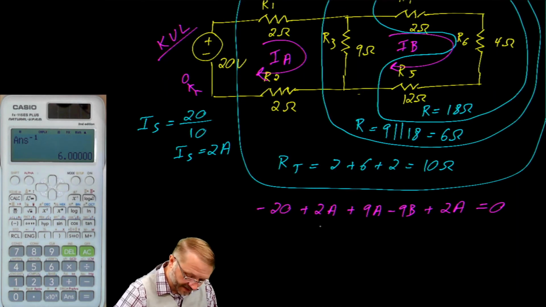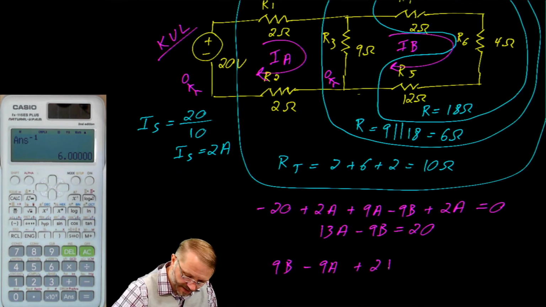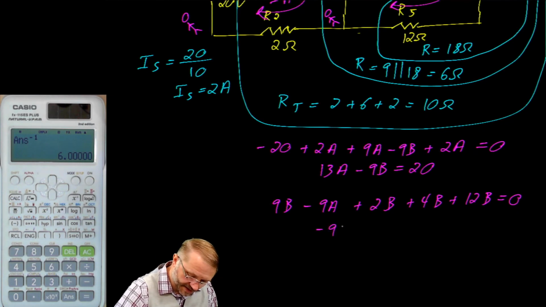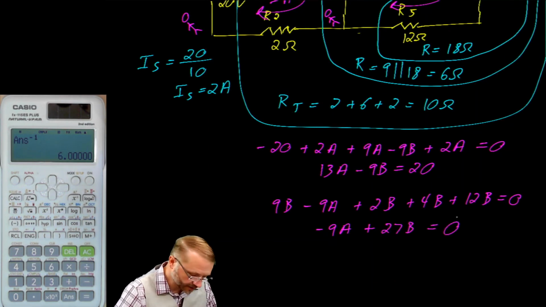If we simplify this, we get 13A minus 9B is equal to 20. Now we start our second loop. We would say that is 9B minus 9A plus 2B plus 4B plus 12B is equal to 0. That simplifies to negative 9A plus 27B is equal to 0.